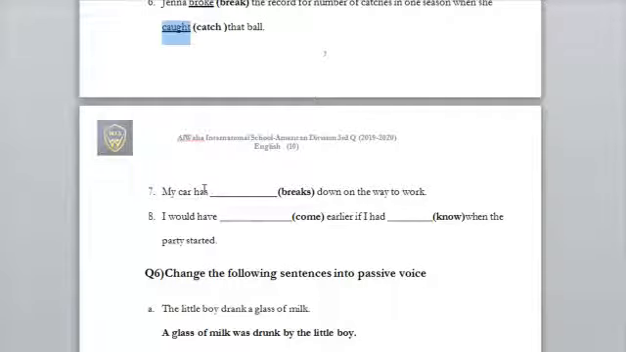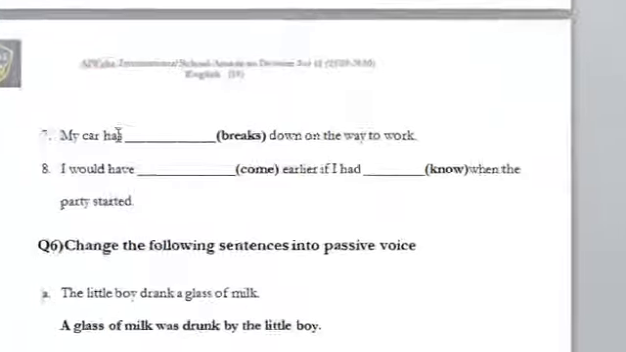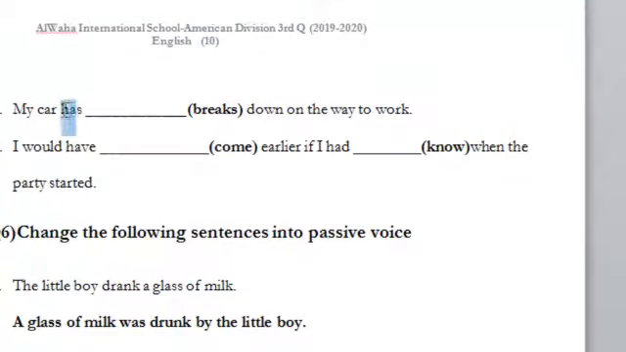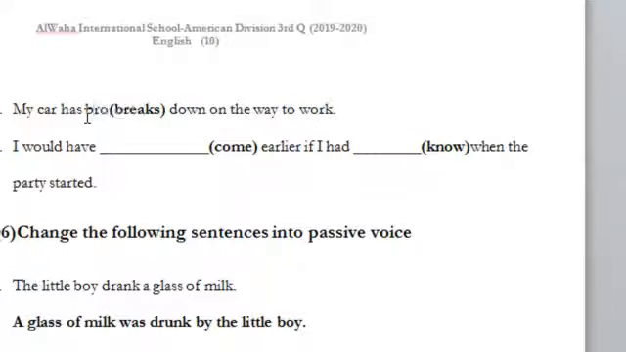As you see over here, I have has. Verb to have is mentioned. So this will be broken. Yes, this will be broken, the past participle of the verb. And let's highlight this or underline it. It's broken. Okay, I would have come earlier if I had known when the party started.